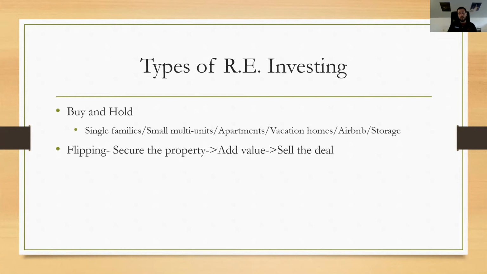And this is like single family homes, small multiple units, like a duplex or a triplex, all the way up until you get to the big apartments. You have vacation homes, you have Airbnb, and you have storage. These are just the basics here, guys. There's different types of stuff. You could rent a room in a house if you wanted to. But this is the basics of it. So buy and hold is one of the primary colors.